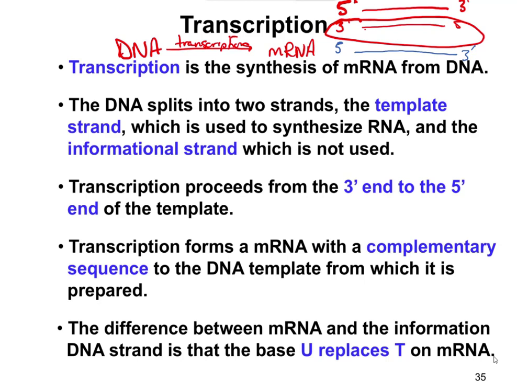So if you had, let me just write in a couple letters here. If you had A, C, G, T on your DNA, then on your messenger RNA, you're going to have the complement of A, which would be U, the complement of C, which would be G, the complement of G, which would be C, and the complement of T, which would be A. All right? So again, you're making a complement from your template molecule. All right.